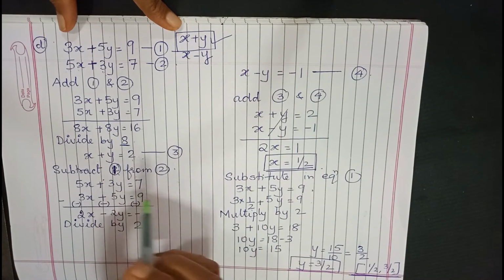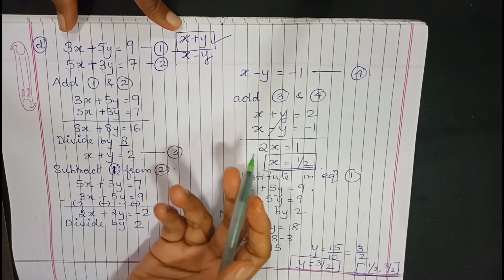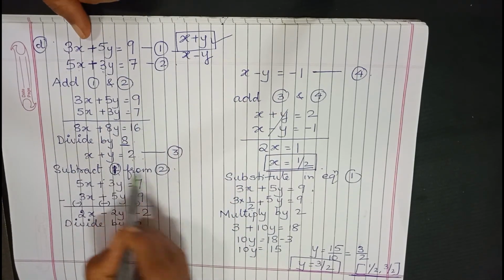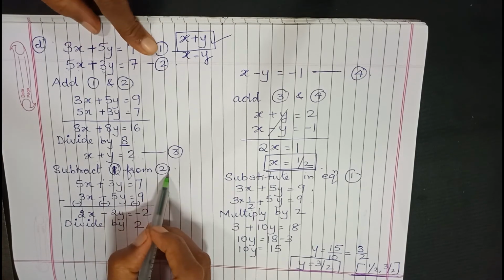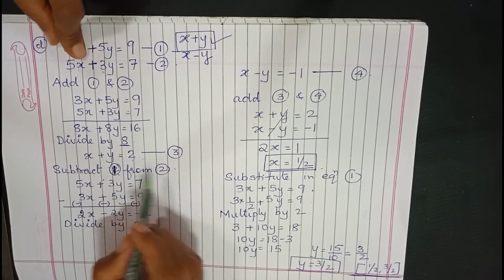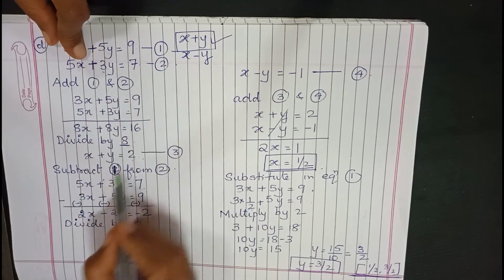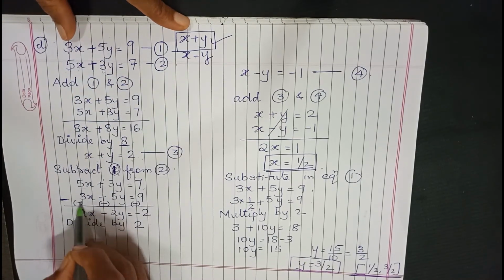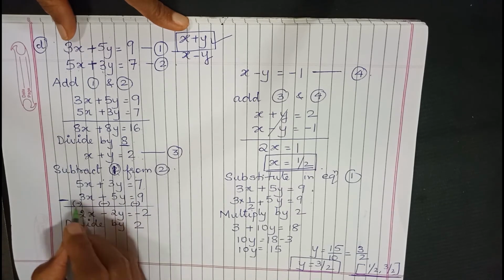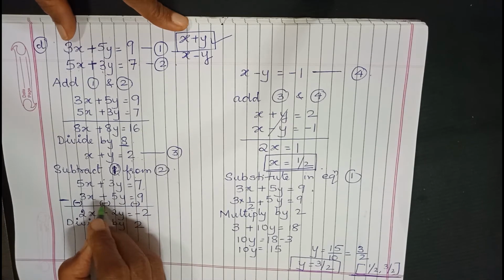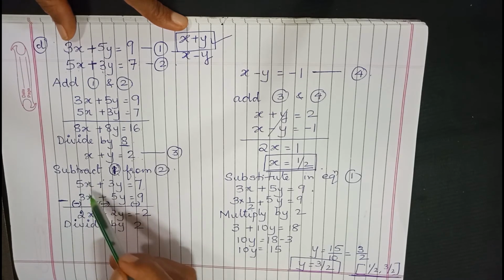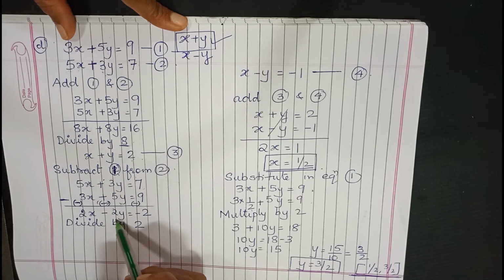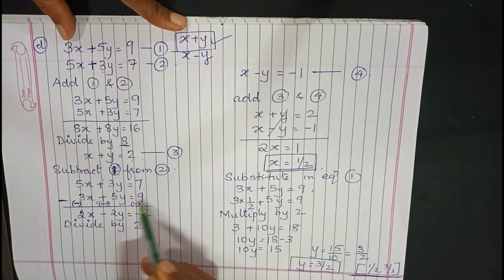And how do we get x minus y? By subtracting. So what we do is we subtract these two equations, that is, subtract equation 1 from 2. So from 2, we write that equation, 5x plus 3y is equal to 7, and the first equation below it. And since we are subtracting, we change the sign of every term. So pluses will become minus. So you can see 5x minus 3x is 2x, 3y minus 5y is minus 2y, and 7 minus 9 is minus 2.